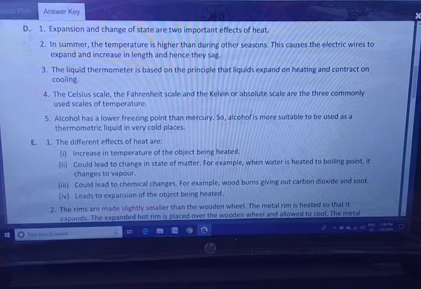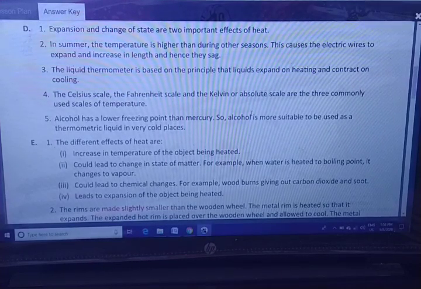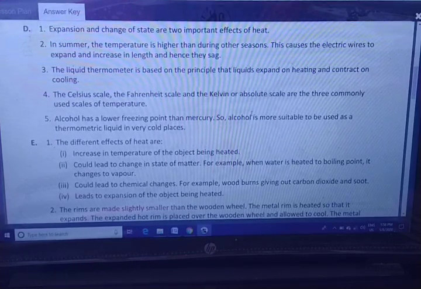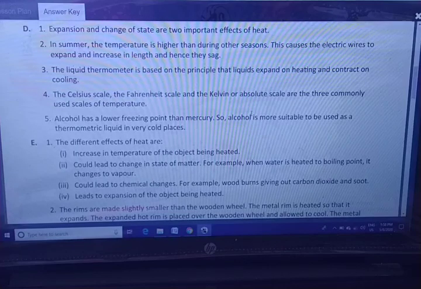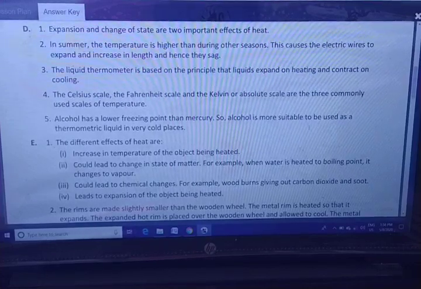Fifth question, under what condition is it better to use alcohol instead of mercury in a thermometer? Alcohol has a lower freezing point than mercury. So alcohol is more suitable to be used as a thermometric liquid in very cold places. So these were our short question answers. Now we are moving towards the long question answers.